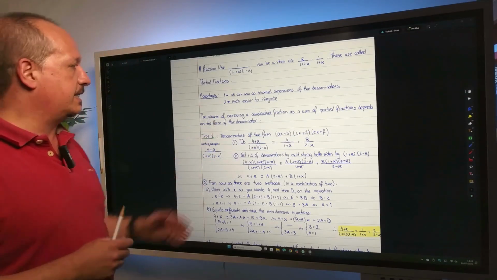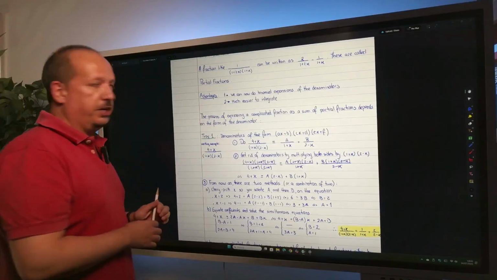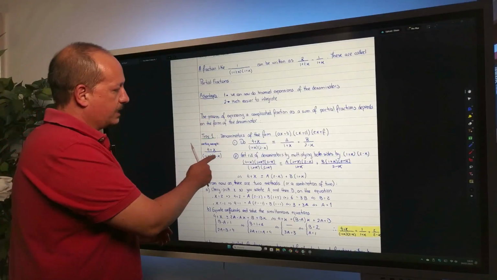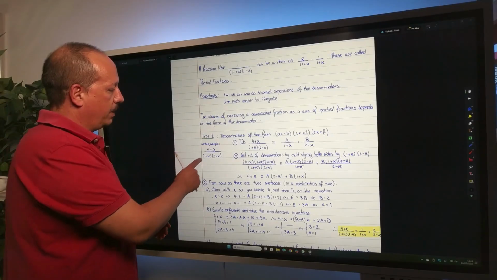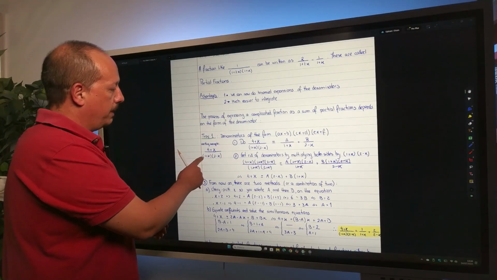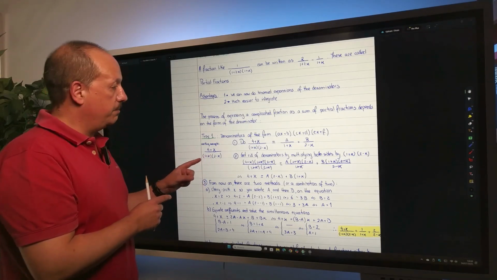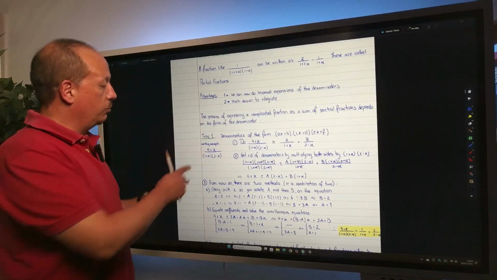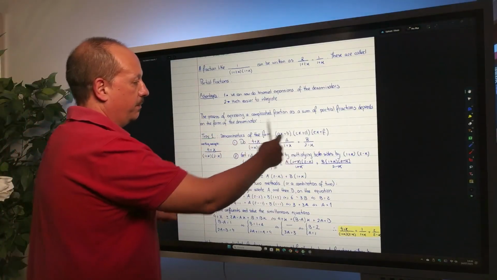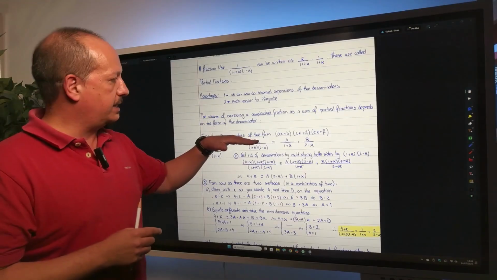Okay, so let's say an example. This fraction over here, okay, it is expressed as a product of two monomials that are of the first degree, okay? So what do you do to turn this into something like that? You just follow these steps.